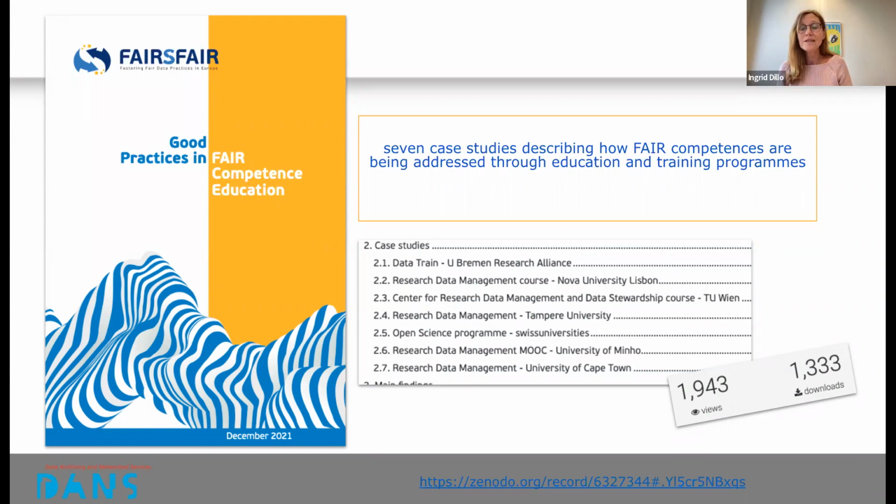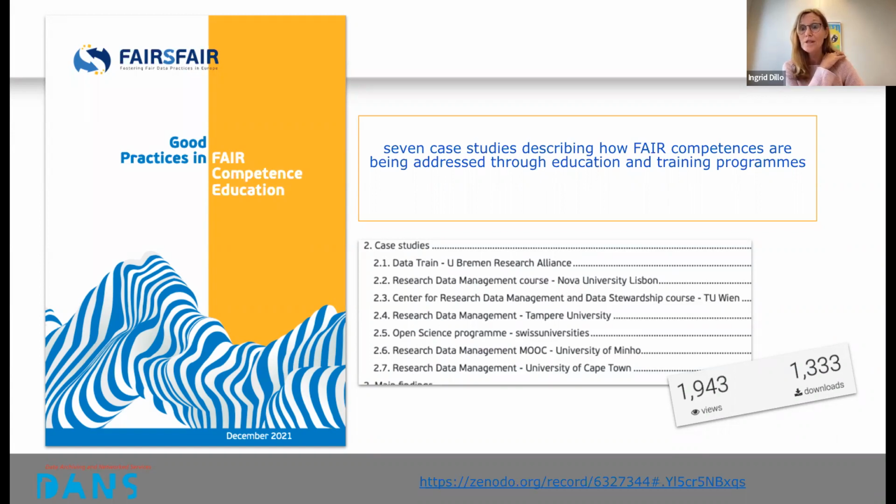And if you look at part of the index of that document, you can see that there are examples from different countries in Europe: Germany, Portugal, Austria, Finland, Switzerland, Portugal again. And finally, also one outside of the European Union, namely South Africa. So this is very interesting material. And I just said to Claudia, have you looked in Zenodo? Because this document that was produced in December also already had a lot of views and a lot of downloads.